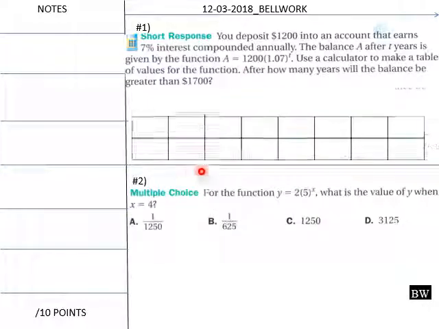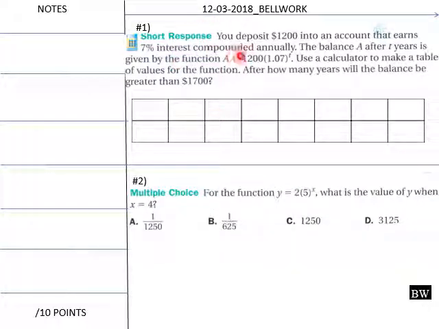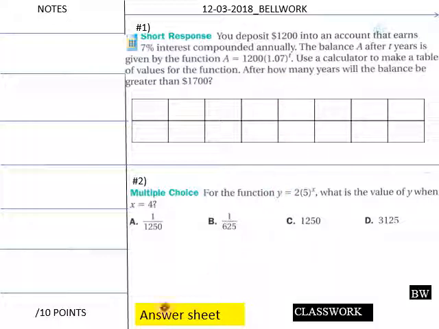Today's bell work, teachers, short response here. We've got a word problem, an interest problem here. Use the calculator to make a table. Students, make a table. And then how many years will the balance be greater than $1,700? That's your constructed response there. And then down here we have multiple choice. For this function here, what is the value of y when x equals 4? Give your students 6 minutes, 7 minutes, teachers.